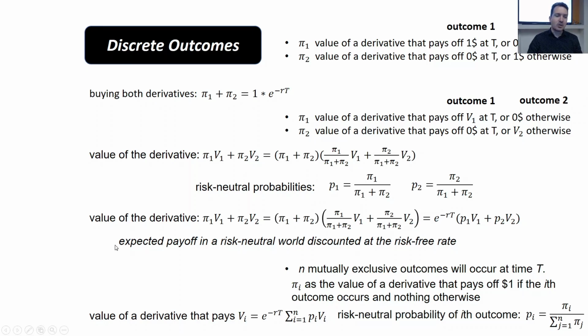Okay, so the expected payoff in a risk-neutral world, discounted at the risk-free rate, will be that now we have some mutually exclusive outcomes that will occur at time t. So mutually exclusive means that this can happen or that can happen, but not at the same time. Pi is the value of a derivative that pays $1 if the ith outcome occurs and nothing otherwise.